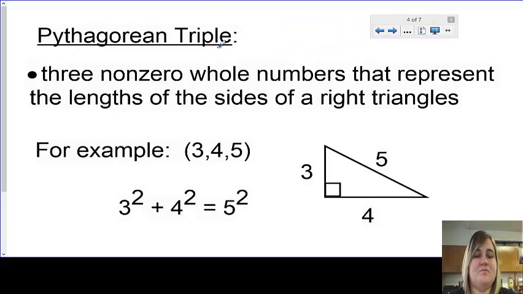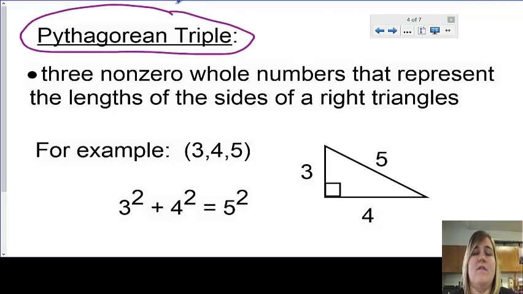Pythagorean triple. These mainly are just so you can think of triangles very quickly, okay? If you still don't recognize that a triangle is a Pythagorean triple, it doesn't really matter. You can use the Pythagorean theorem and you'll be able to figure it out, okay? But a Pythagorean triple is 3 non-zero whole numbers that represent the lengths of the sides of a right triangle.